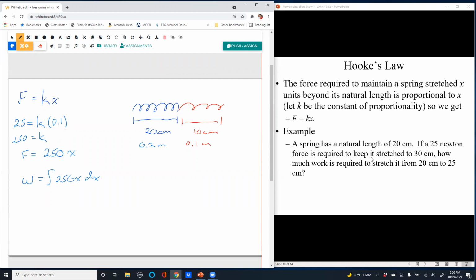And then we want to know how much work is required to stretch it from its natural resting length of 20 centimeters out to 25 centimeters. Well, at 20 centimeters, we haven't stretched it at all, so that would be 0. And then we're pulling it out 5 centimeters, but we have to do it in meters. So 0.05 meters would be our upper length. Now, this is a work problem. This is in international units. So it would come out in joules.